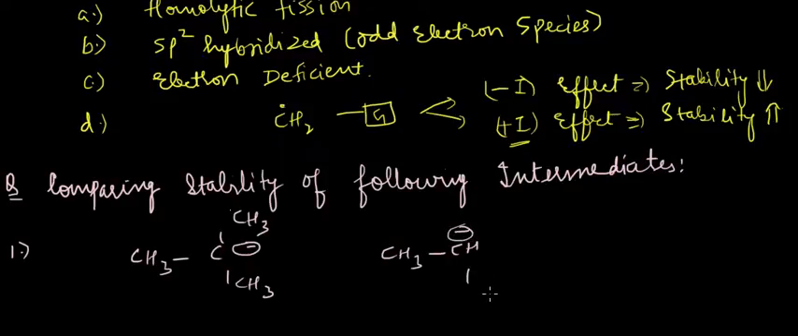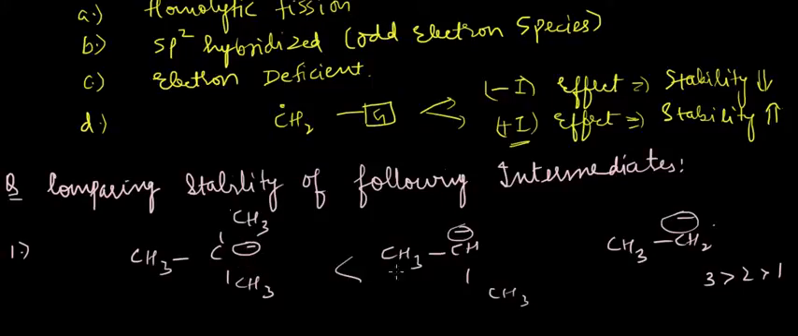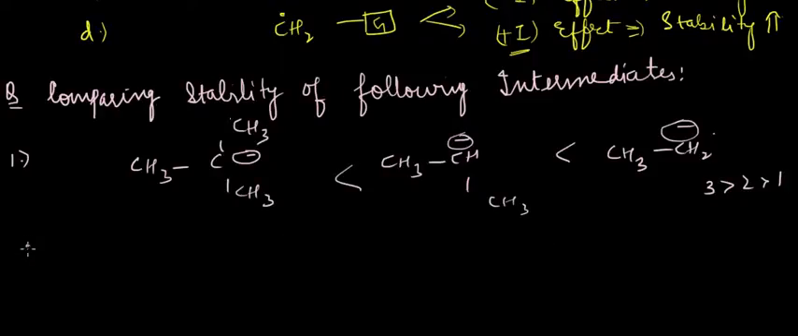Suppose they are formed as an intermediate in a reaction, you have to compare the stability of these three. So what should be the stability order? 3, 2, 1. Why? Because we have discussed, as the plus I effect on a carbanion increases, stability decreases. Okay, so the order would be this. Let's see some more examples.